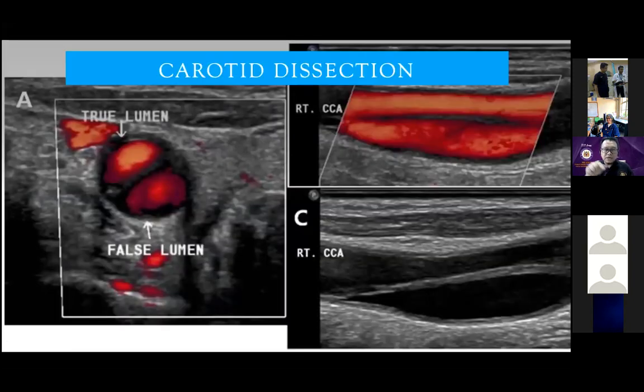Before I end this, there is another role of carotid Doppler apart from evaluating atherosclerosis and determining carotid artery stenosis. We can also use our ultrasound to detect the intimal flap, basically looking into carotid dissection. Like I think Dr. Adi also mentioned the same thing here before this about the carotid dissection.